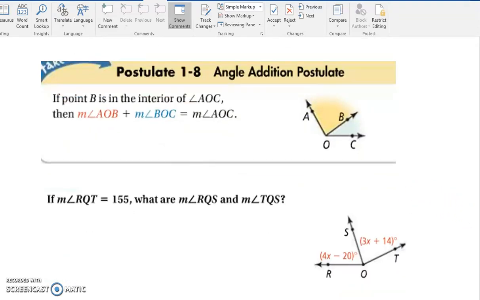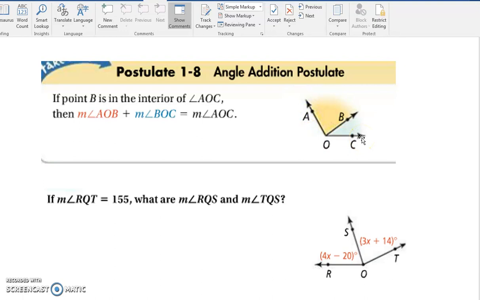Okay, and the last thing that we're going to look at is something called the angle addition postulate. You can just call it a general rule, very similar to what we did with segment addition. If we have angle AOB, which is this part right here in kind of a tannish color, and angle BOC, which is in the light blue, together they will form the measure of angle AOC, so the larger angle combined.